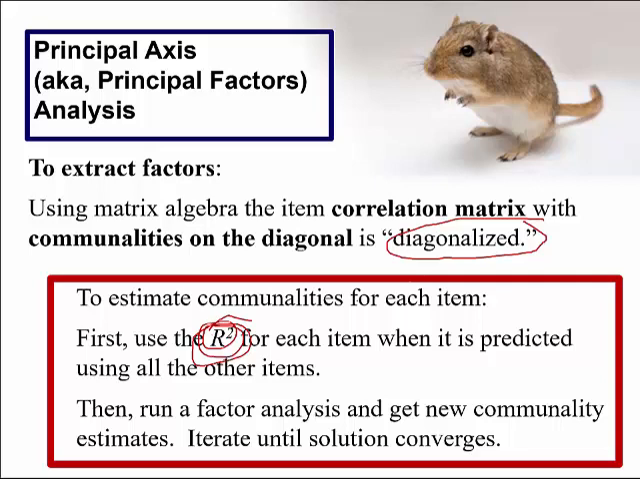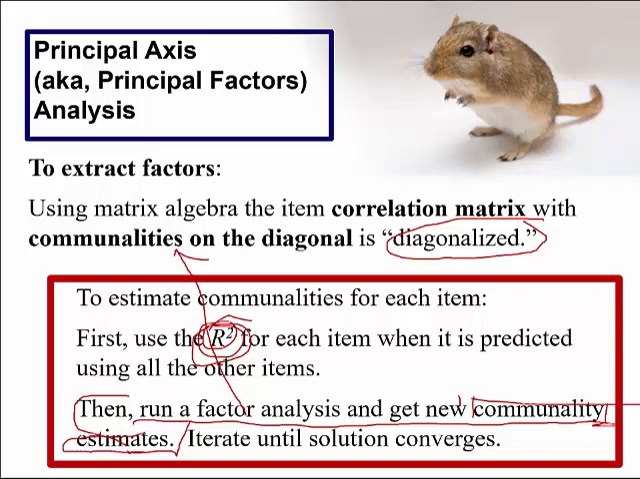So what we're going to do is then take those new communalities, the ones we just got when we ran our factor analysis, and we're going to run a factor analysis again using those communality estimates we got from our first factor analysis. We're going to take those communality estimates and put those on the diagonal and run our analysis again, and then we'll get new communality estimates. And then we'll keep doing this. Then we'll iterate. We'll get new communality estimates from our factor analysis.